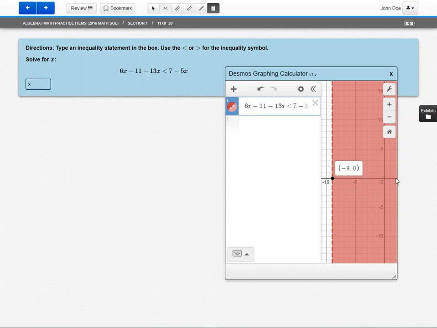Those are my bigger numbers. So to the right is my bigger numbers. That means my x is greater than, and wherever it crosses the x, and it crosses the x at -9. So x is greater than -9.